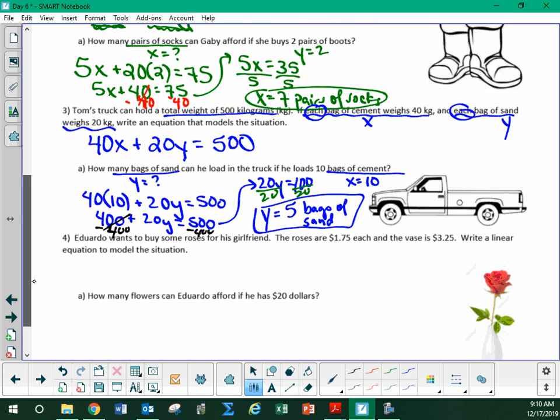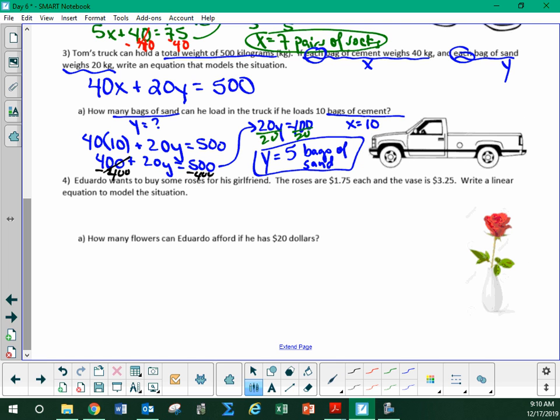All right, Mr. Suave Eduardo here. Eduardo wants to buy some roses for his girlfriend. Why didn't we have an Eduardo over here? The roses are $1.75 each, and the vase is $3.25. Write a linear equation to model the situation. So we're going to write an equation. They didn't tell you which one to use, but it's going to be one of slope-intercept or standard form.